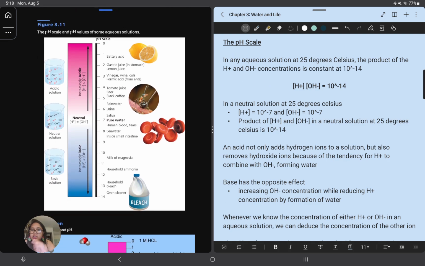And here we have a scale of examples of the pH scale and the pH values. For examples of basic solutions, we have oven cleaner, bleach, ammonia, magnesia. Neutral would be seawater, human blood, tears, pure water, saliva, urine. These are classified as neutral. Rainwater is also neutral. On the acidic side, we have battery acid, gastric juice, lemon juice, vinegar, wine, cola, formic acid from ants, tomato juice, beer, and black coffee.